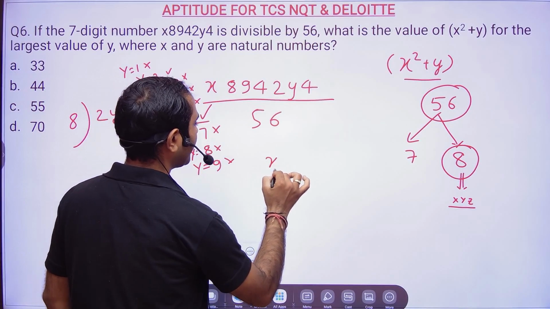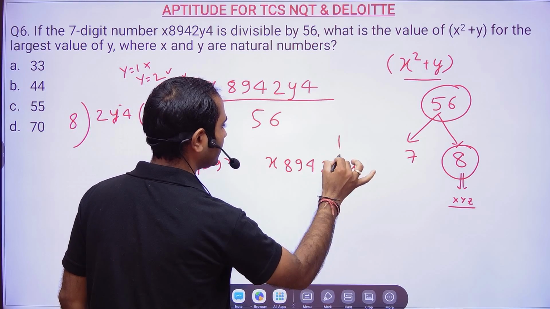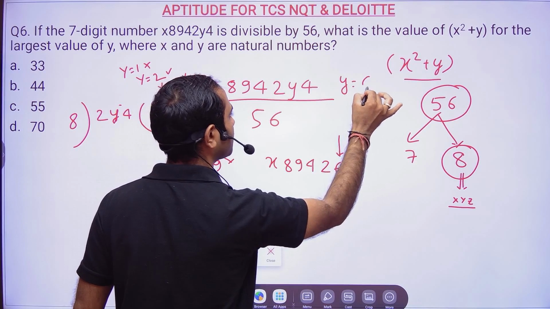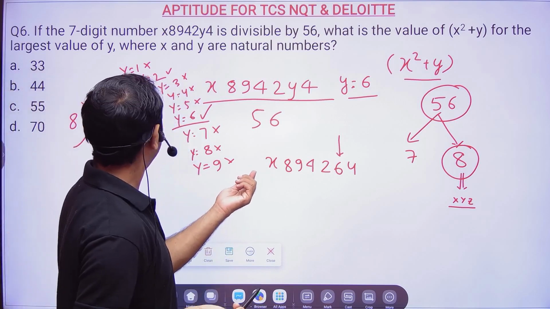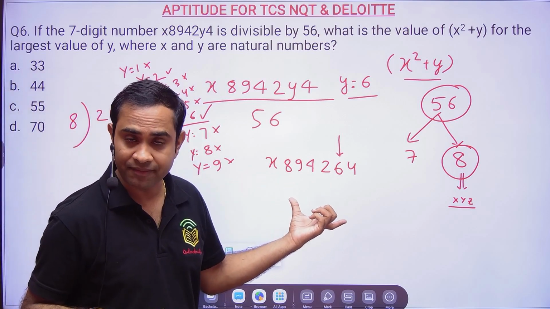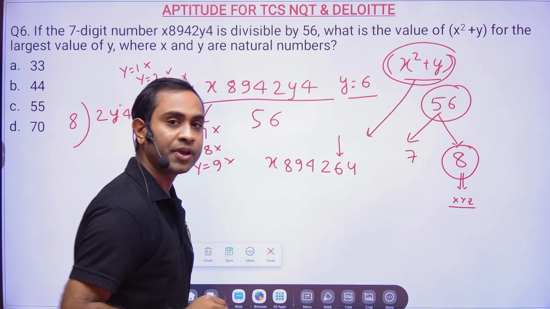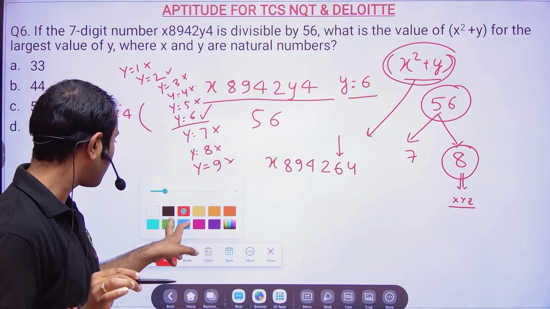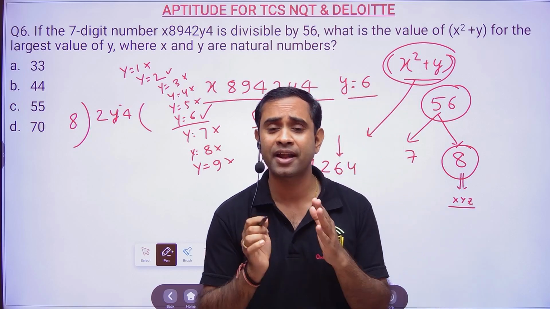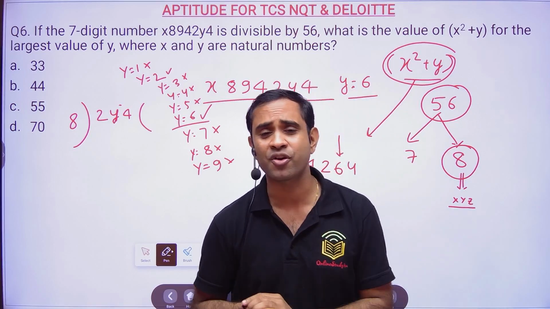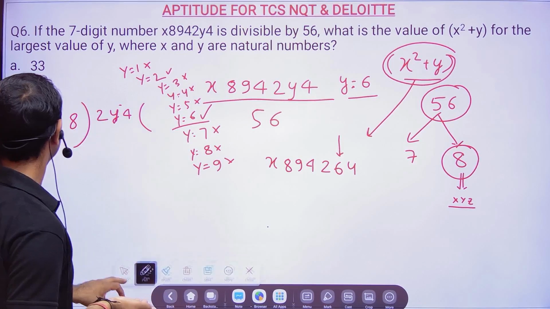Now we know we have this number 8 9 4 2 6 4. So this y value we have got as 6. Clear? Fine. Now, for what value of x this will be divisible by 7, and then getting x square plus y is really going to be tough. And it will take a lot of time. That's the mistake we make in the examination. We spend a lot of time on a single question and we are not able to clear the exam itself. Now, let us see the best method to do that.